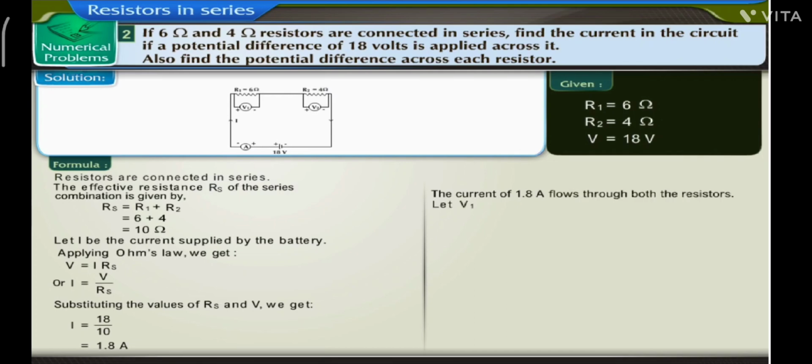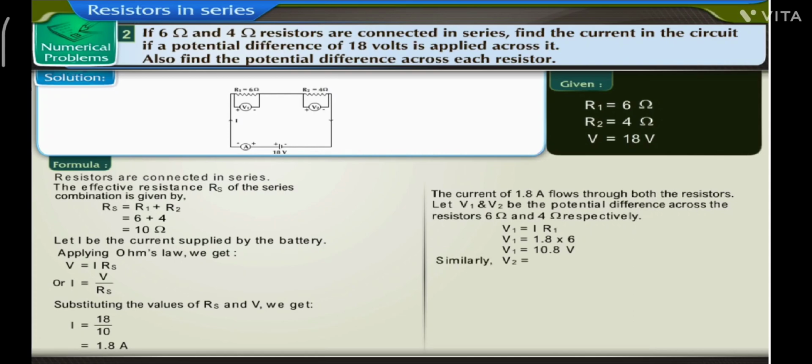Let V1 and V2 be the potential difference across the resistors 6 ohm and 4 ohm respectively. Now, V1 is equal to I multiplied by R1. V1 is equal to 1.8 multiplied by 6. V1 is equal to 10.8 volt. Similarly, V2 is equal to I multiplied by R2 is equal to 1.8 multiplied by 4. V2 is equal to 7.2 volt.